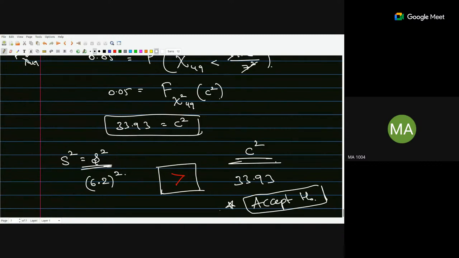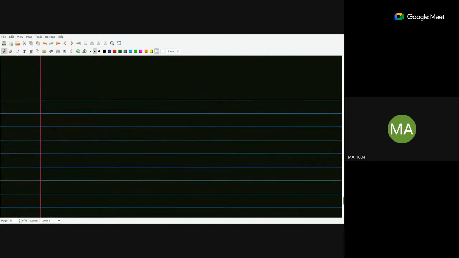Okay, that is the conclusion we will draw. So this is the fourth question. And the fifth question asks to find the P value. The P value is a special case of alpha, that's it, alpha star. Let me say it as alpha star.